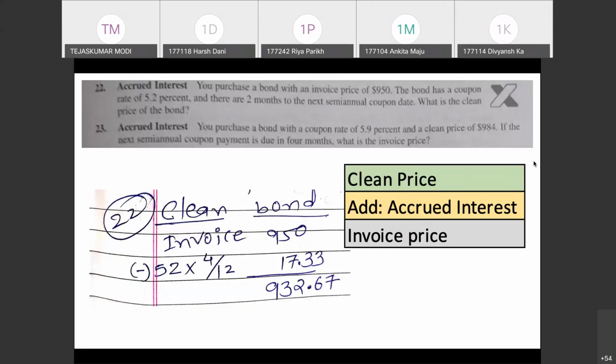Whenever no information is given, the face value is always 1,000. Because you have assumed X and then applied percentage on X, of course it is going to be wrong, right? Because when you know the face value, why are you assuming it to be X? I hope I'm making sense.